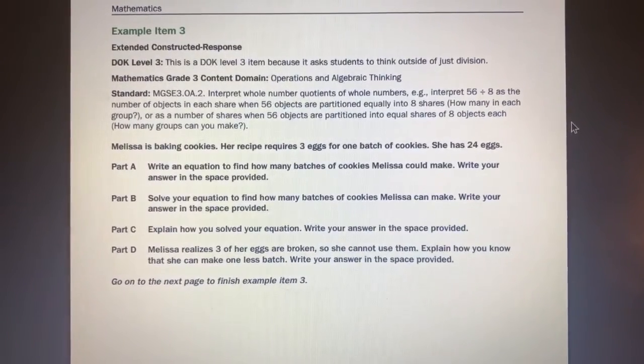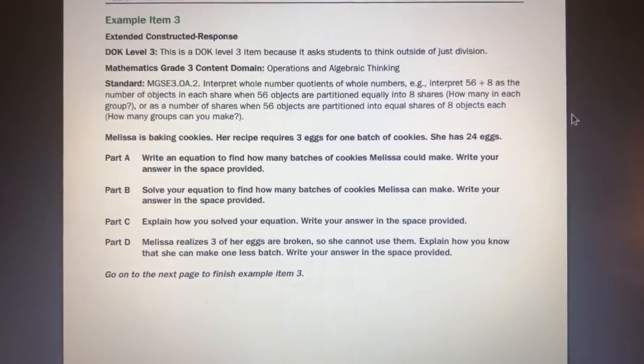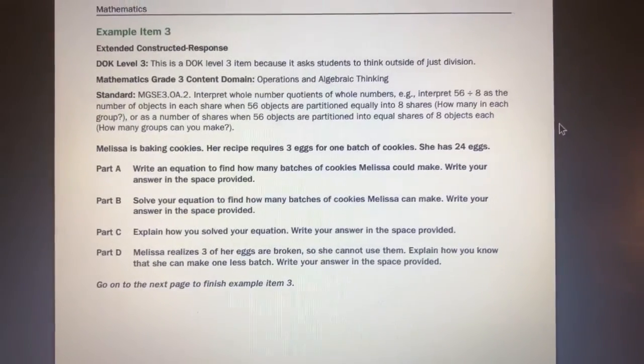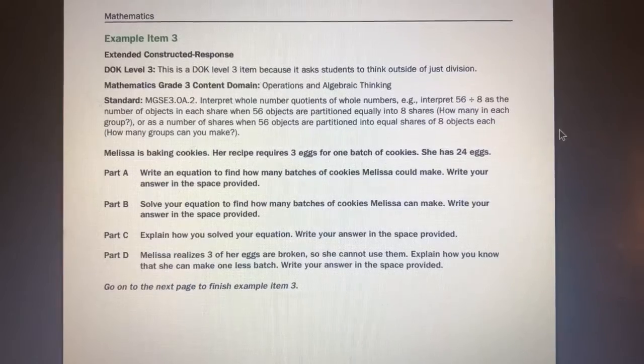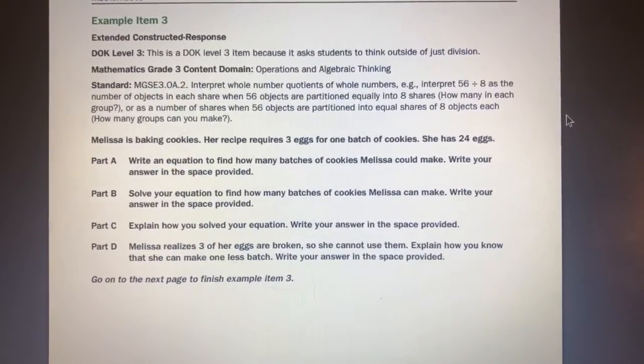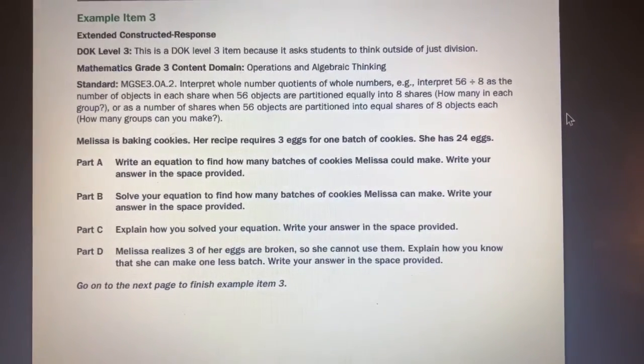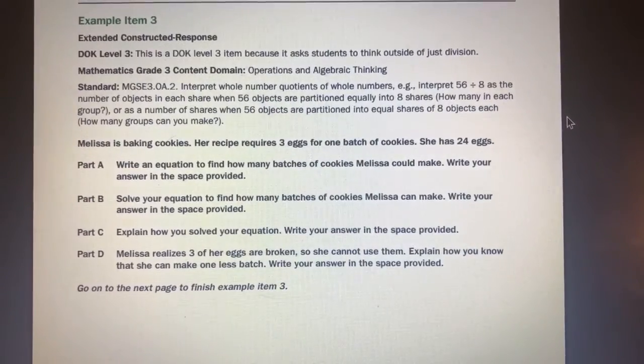The standard is MGSE 3 OA2. We're interpreting whole number quotients of whole numbers. I'm going to leave it on the screen. Look over the questions that we'll be answering.